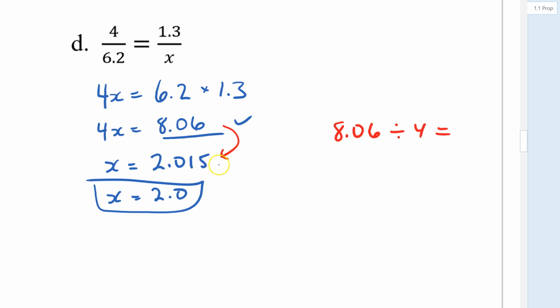And then 2.015, I showed here how I rounded to the nearest tenth. I put 2.0. You could also just say 2 if you wanted to.